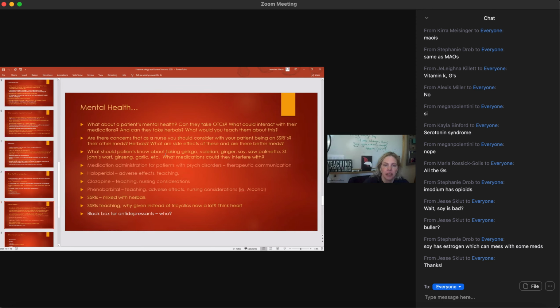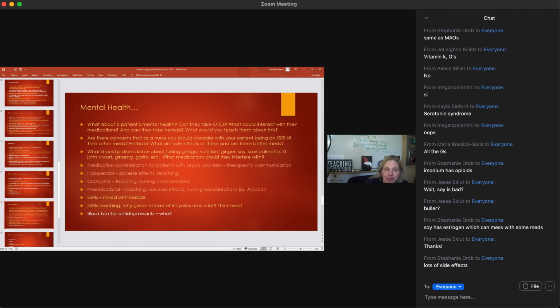So these are all your mental health kind of things, right? So think about all the drugs. Phenobarbital, clozapine. Why don't we have a lot of people on tricyclics anymore? Why do we have them on SSRIs instead? SSRIs deal with herbals. There is a lot of side effects.